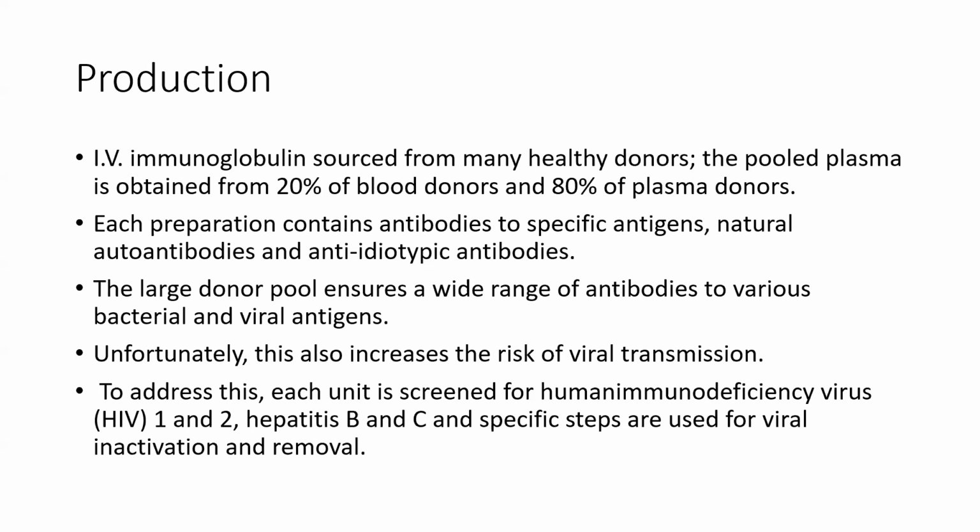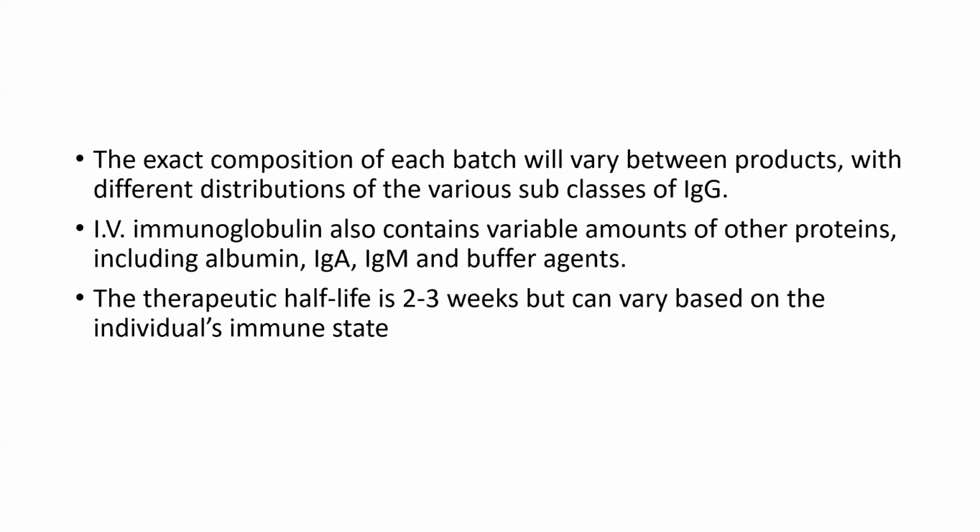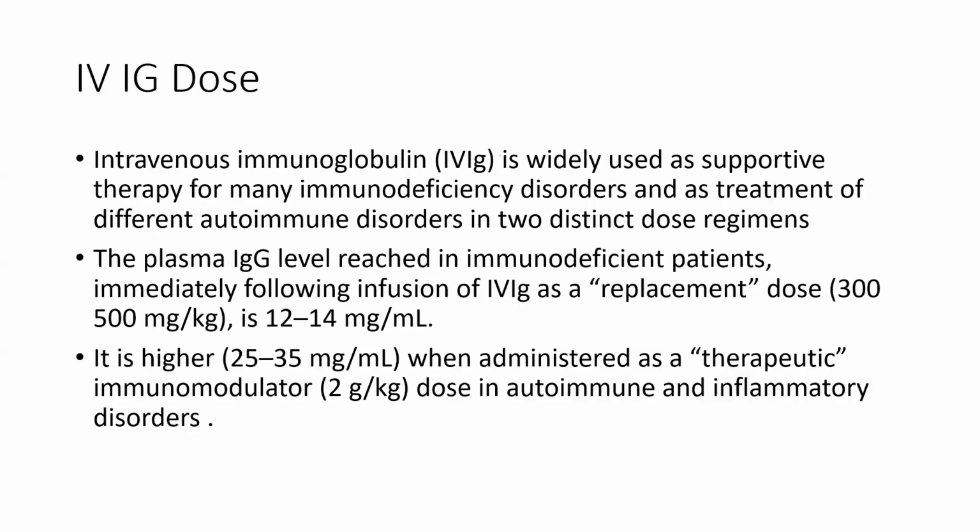To address this, each unit is screened for immunodeficiency virus types 1 and 2, hepatitis B and C, and specific steps are used for viral inactivation and removal. The exact composition of each batch will vary between products, with different distribution of various subclasses of IgG. IV immunoglobulin also contains varying amounts of other proteins, including albumin, IgA, IgM, and buffer agents. The therapeutic half-life is 2 to 3 weeks, but can vary based on the individual immune state.